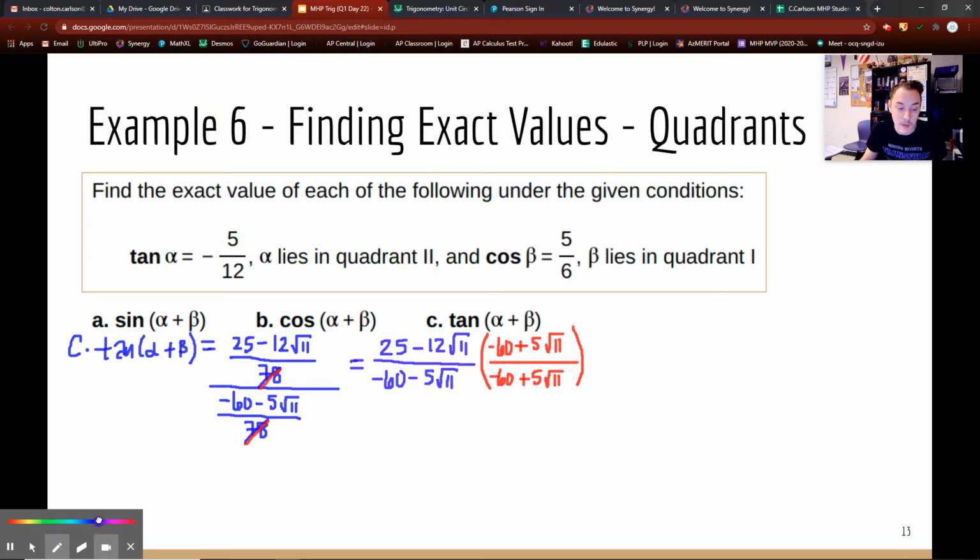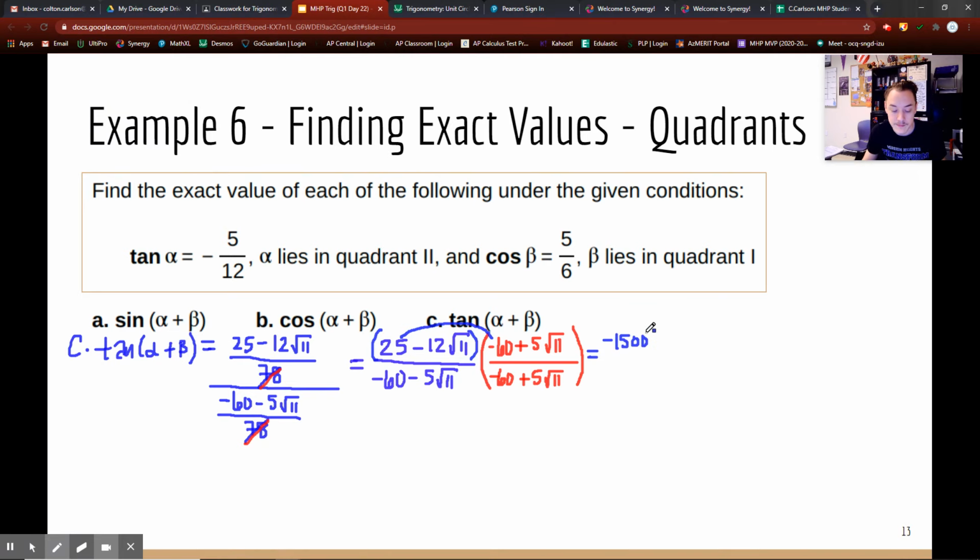And now when I start multiplying this out, it's going to be really nasty. Are you ready? I'm going to give you these answers, but I highly encourage you to go on your calculator and multiply them through to double check my math. So 25 times negative 60. Again, I'm FOILing here. 25 times negative 60 is negative 1,500.